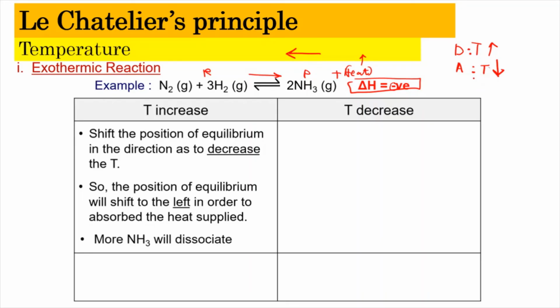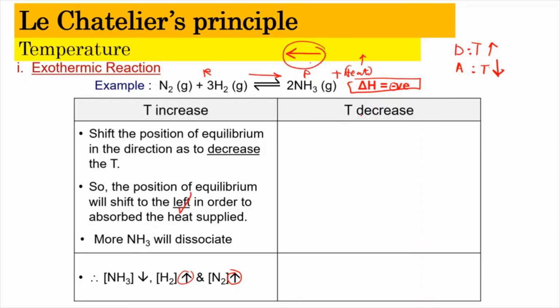And as a result, more NH3 is going to be dissociated in order to form the nitrogen gas as well as the hydrogen gas. So these two concentrations are going to get higher and the concentration of NH3 is going to get lower because it's shifting from right to left.